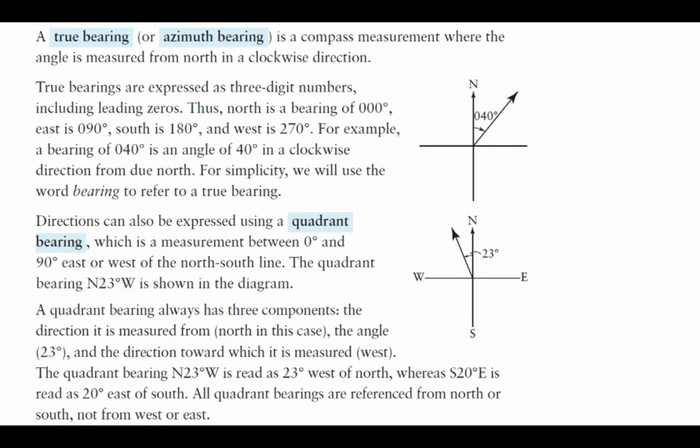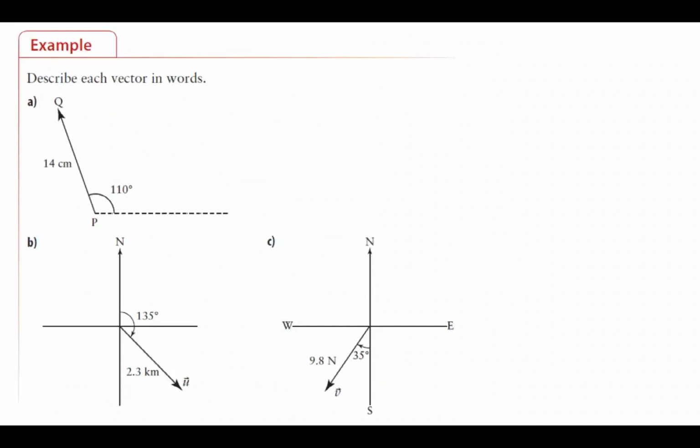Okay, if we are clear about the concepts here, let's do a practice example. Describe each vector in words. There are 3 vectors in the diagrams, right? Can you describe them in words? I'll give you 1 minute to have a look at this question.